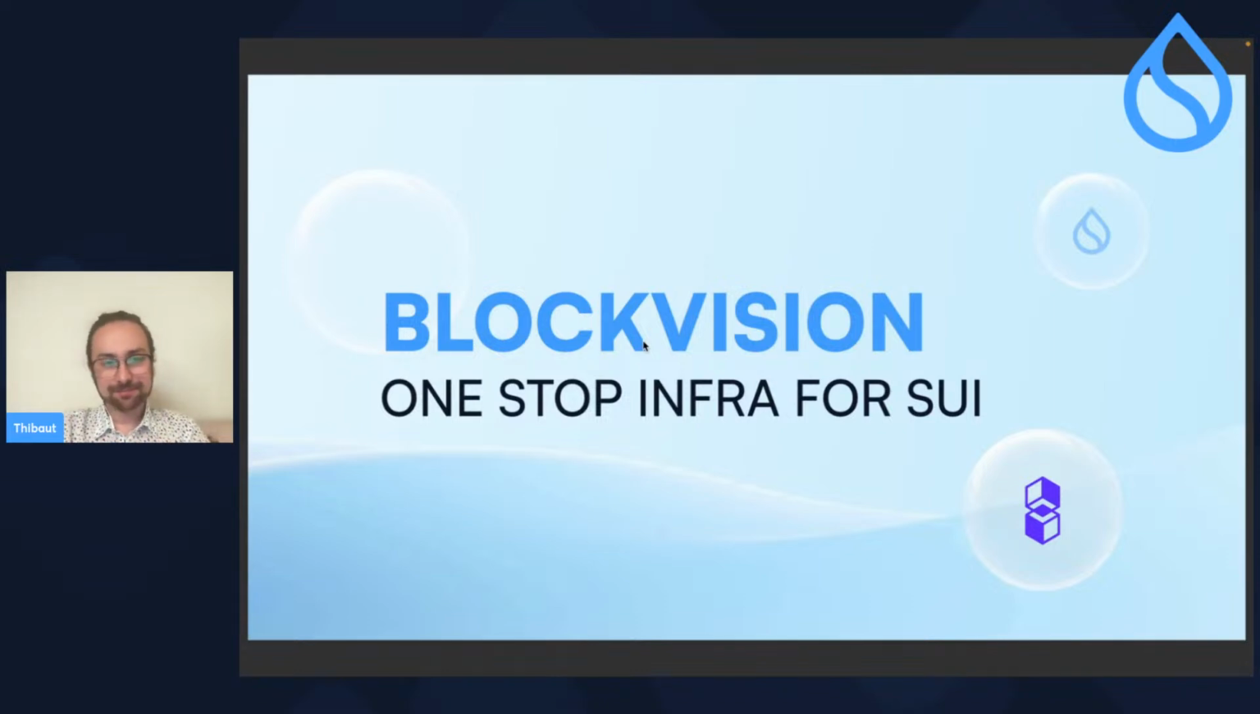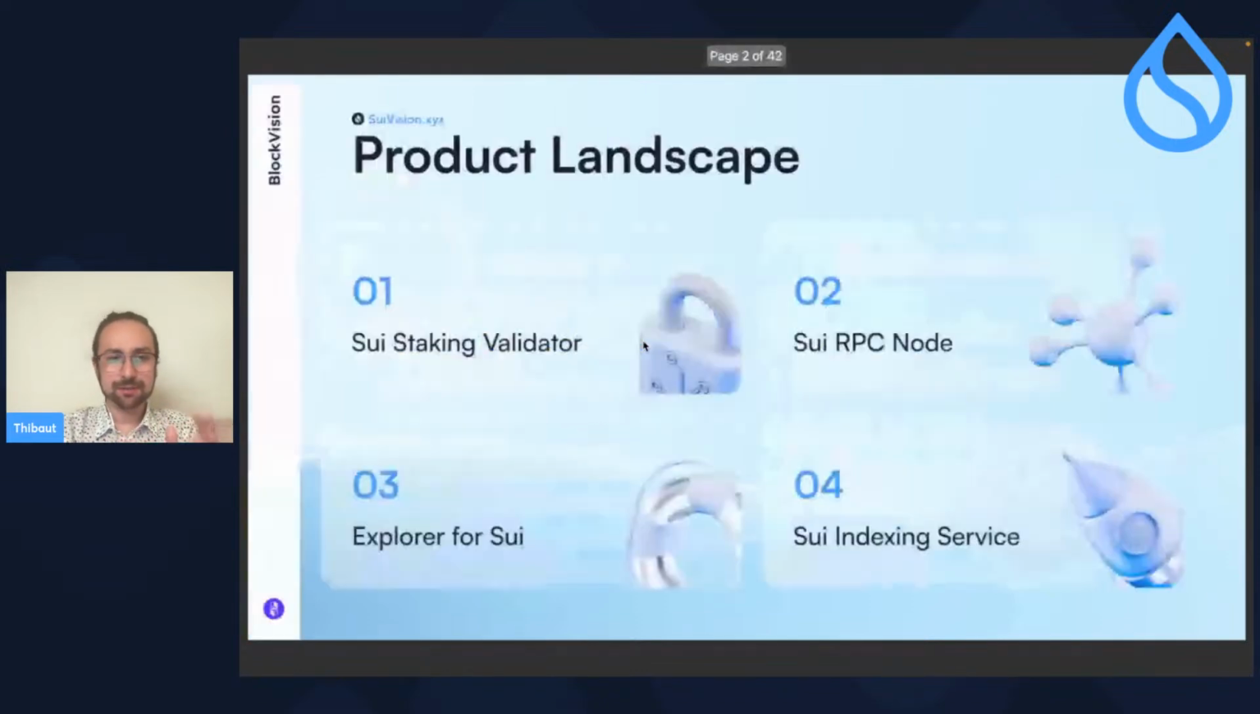Let's get directly into it. I'm going to start by talking a little bit about BlockVision, what we do, just so you have a quick understanding, and then we'll get into the API and using APIs and what you can do with them. BlockVision, we're working heavily on SUI. We're a staking validator. That's one of the first things we do. We provide RPC nodes. We also run an Explorer, which is suivision.xyz. You will see it a little bit throughout this workshop. And finally, we also provide indexing services.